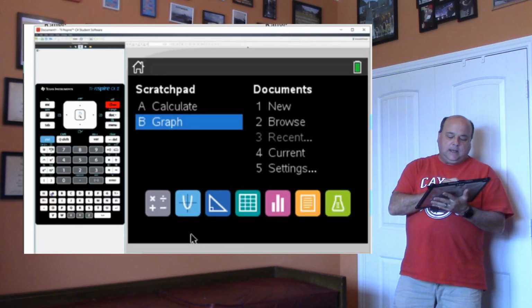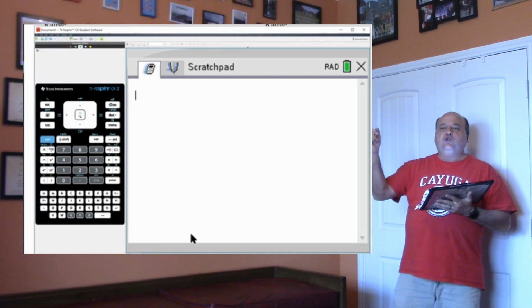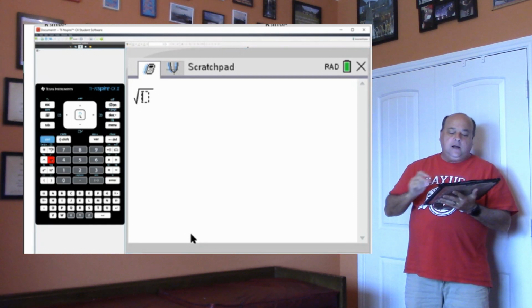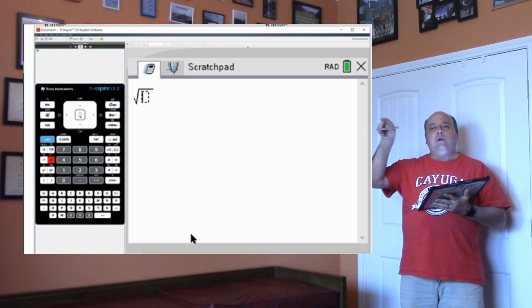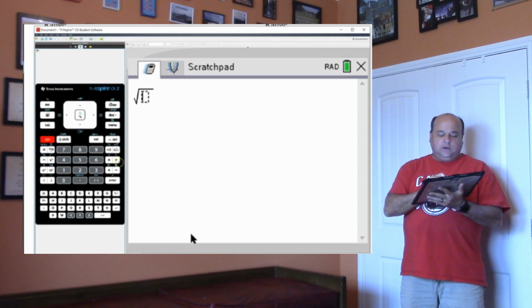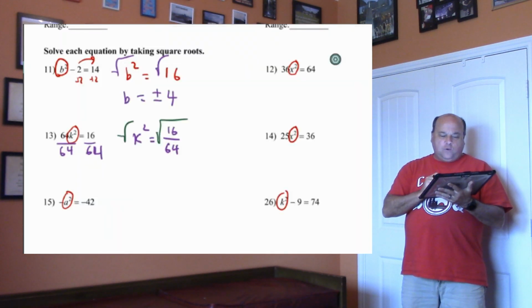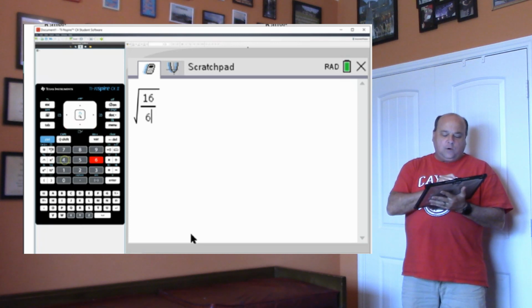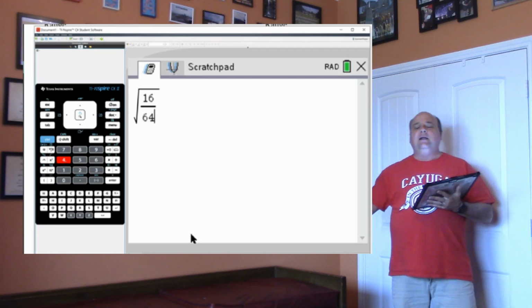Go to calculate A. Now then, to get a square root in, we're going to hit Control X squared. So Control X squared gives us a square root, and we want a fraction in here. Don't freak out that there's a fraction in here. So hit Control Divide, and I think it's 16 over 64. So 16 goes in the numerator, hit the down, 64 goes in the denominator. Now I can hit enter.